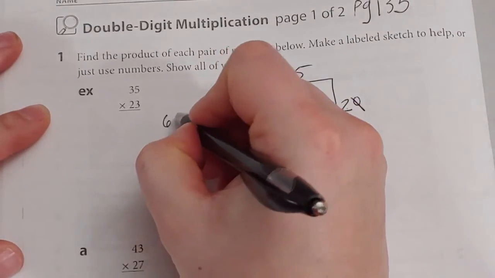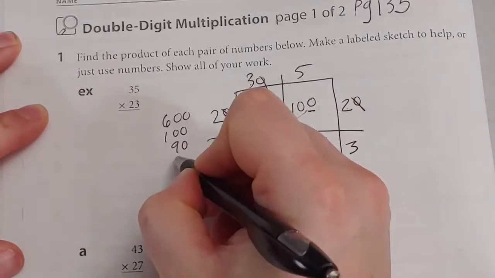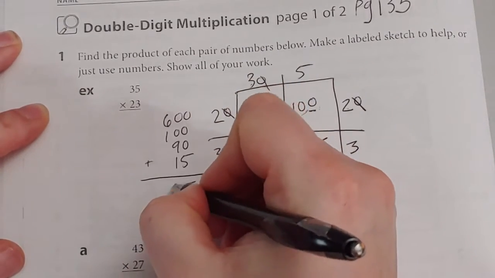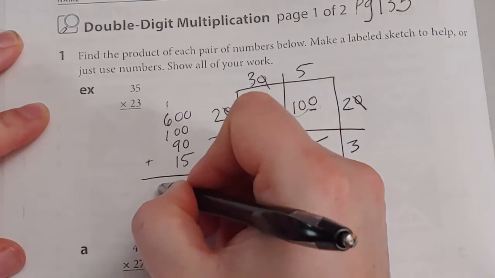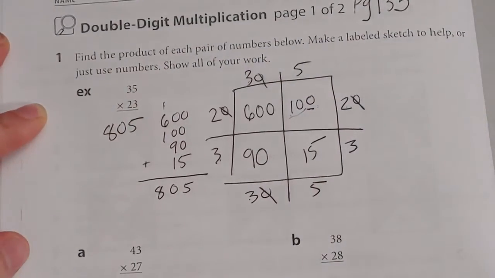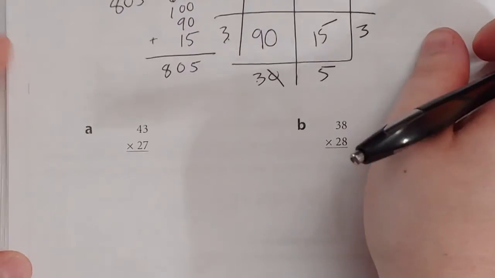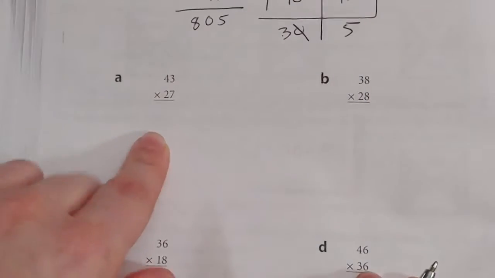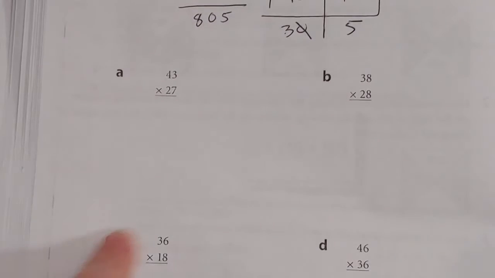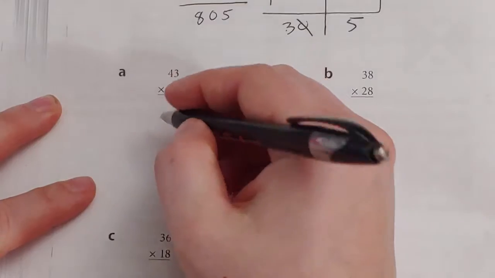Putting it all back together. 600, 100, 90, 15. 5, 10, 6, 7, 8. Our answer is 805. How we doing? All right, try A, but you might need to write a little bit smaller. Doesn't look like we have quite as much space on these ones. Pause and solve A.